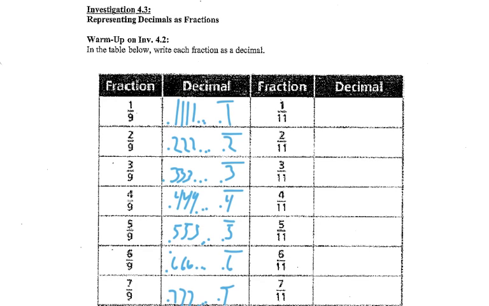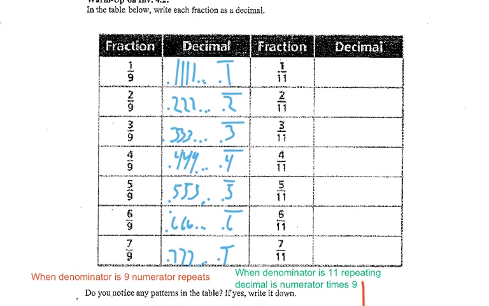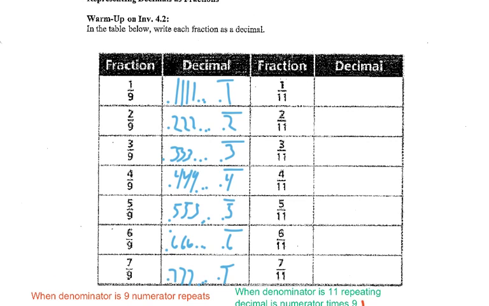Okay, so you can see the rest of my table, and you can see 5/9 is 0.555 repeating, 6/9 is 0.6 repeating, 7/9 is 0.7 repeating. So one of the patterns that you should notice is that when the denominator is 9, the numerator is going to be repeating. So here you can see that 2/9, since my denominator is 9, the 2 is going to repeat. If I have 5/9, the 5 is going to repeat as my decimal.